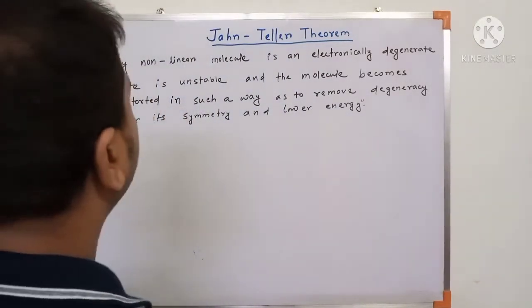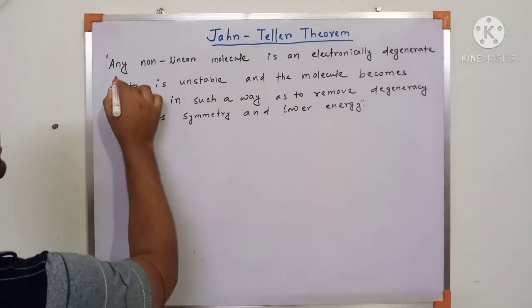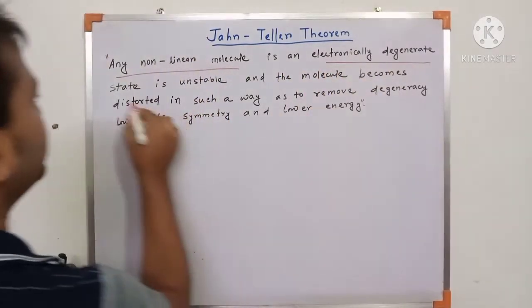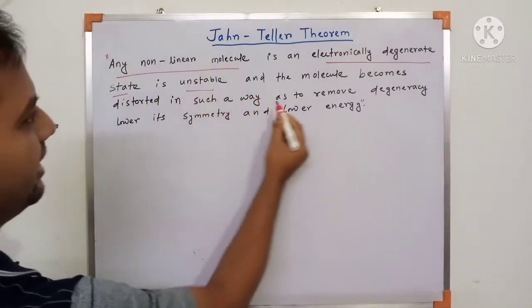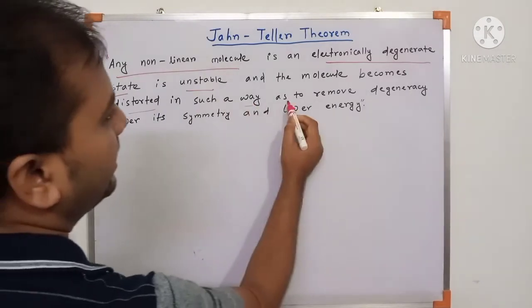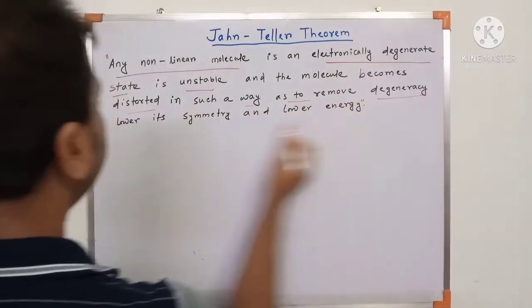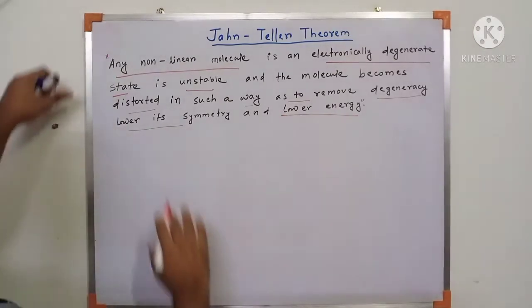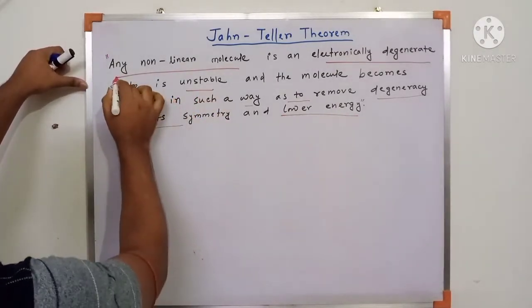Now, the Jahn-Teller theorem states that any non-linear molecule in an electronically degenerate state is unstable, and the molecule becomes distorted in such a way as to remove degeneracy, lower its symmetry, and lower its energy. One by one, I will discuss.